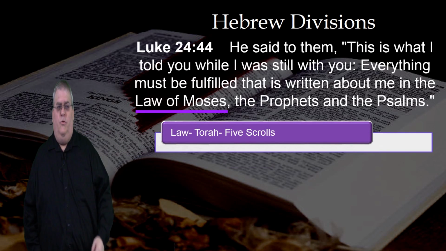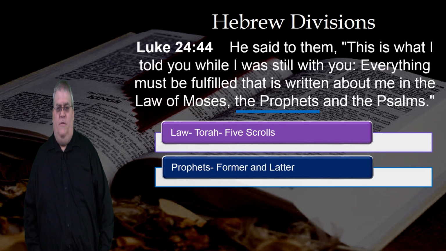First is the law of Moses. This is also called the Torah. Torah means law or instruction. It's also called the Pentateuch, which means 5 scrolls. It's also called the 5 books of Moses. These are the first 5 books of the Old Testament. And next is the prophets.